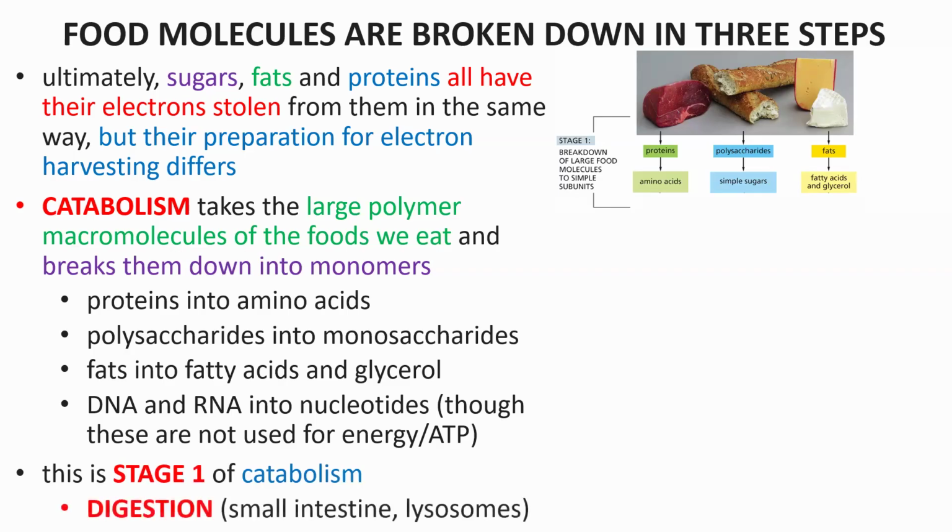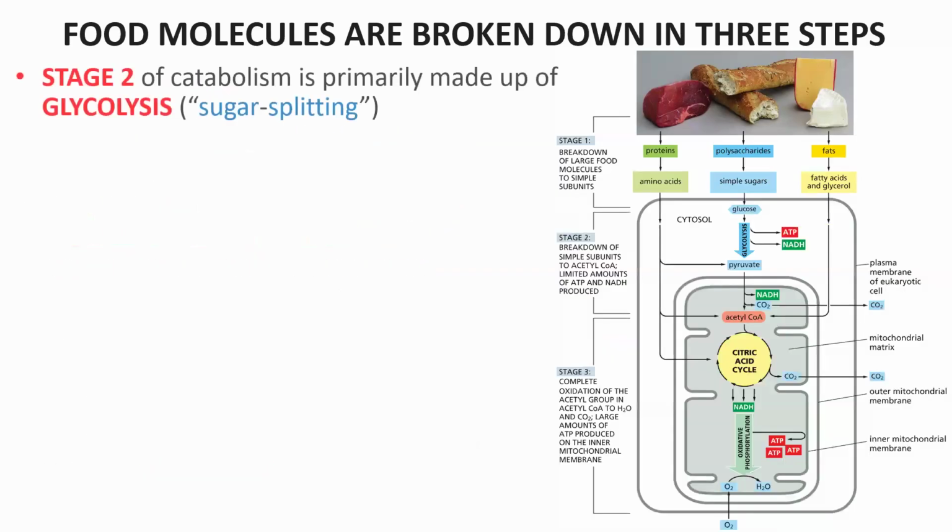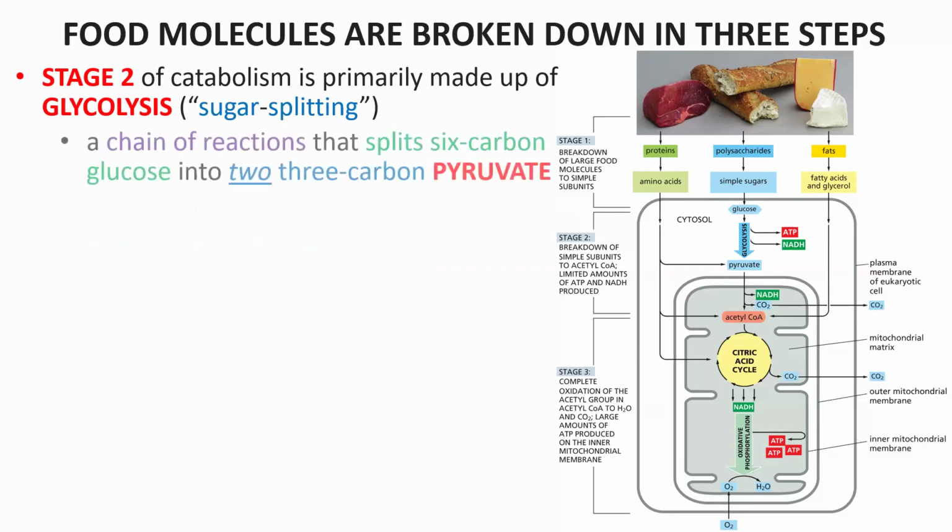And this is really what we mean by digestion. This is what occurs in the small intestine. At the cellular level, this is what occurs in the lysosome. It's digestion, breaking big molecules down into small molecules. Stage two of catabolism is glycolysis, again literally translating to sugar splitting.